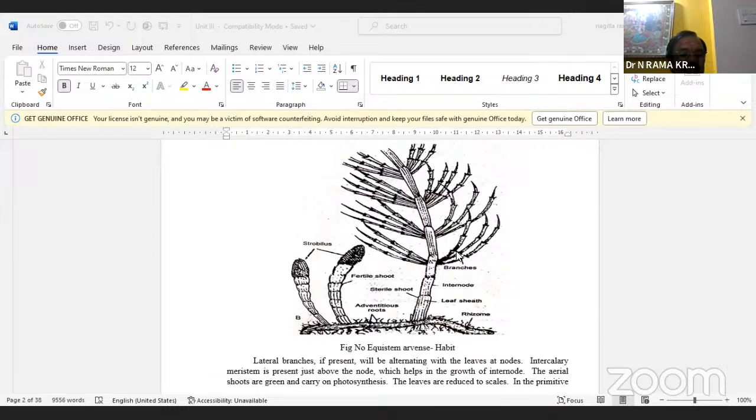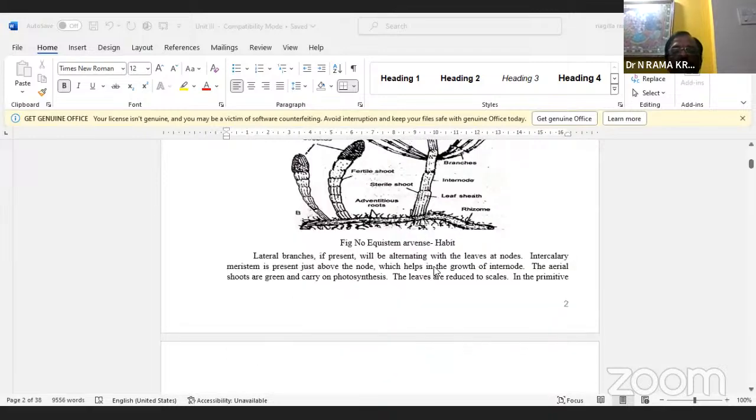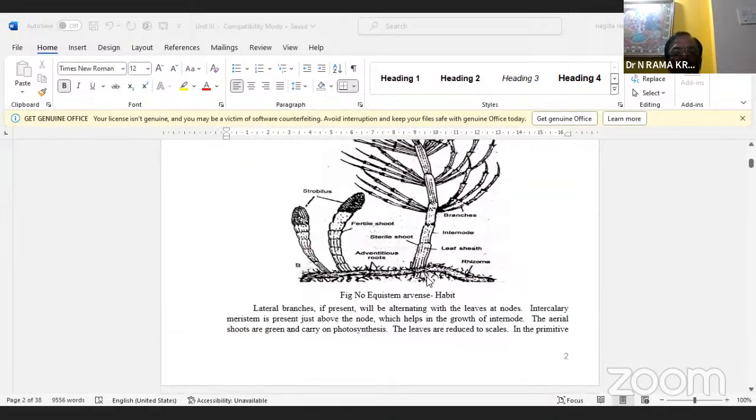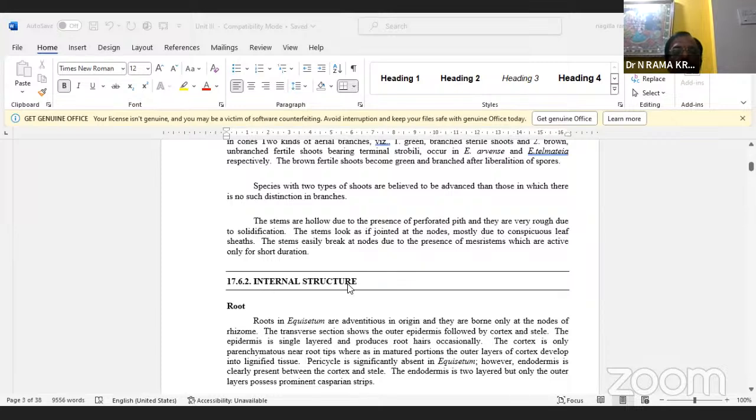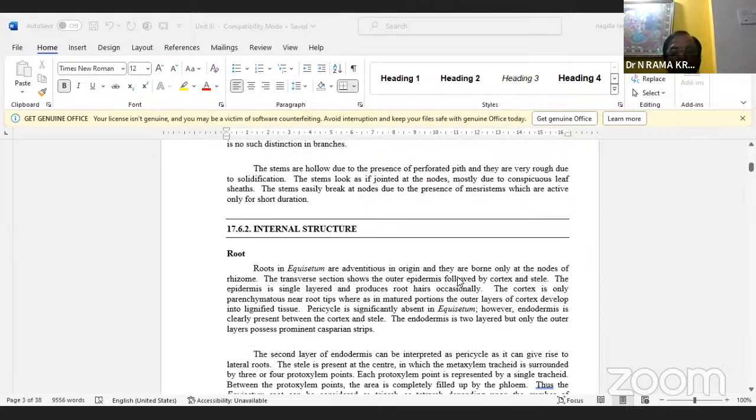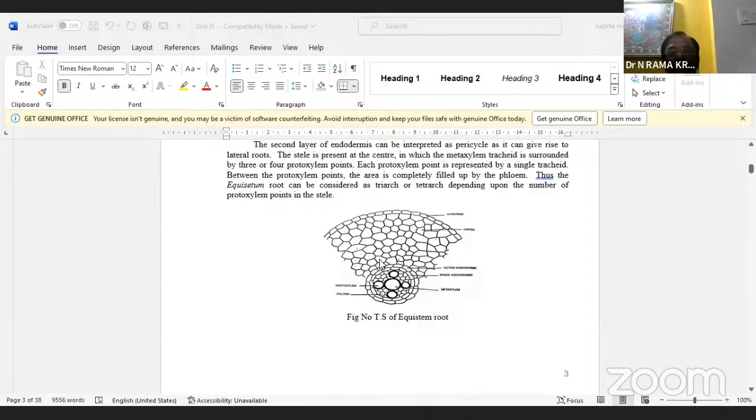Okay. So in most of the species, the aerial branches are totally sterile branches. So this is all about the external features of the Equisetum plant. Okay. Yes. So next, now you see, we are going to the internal structures of Equisetum. So this one is the internal structure of the root.